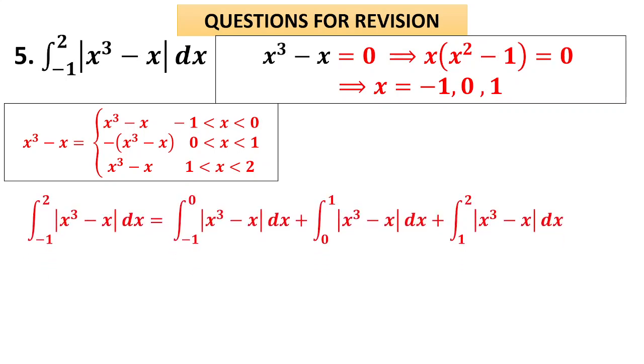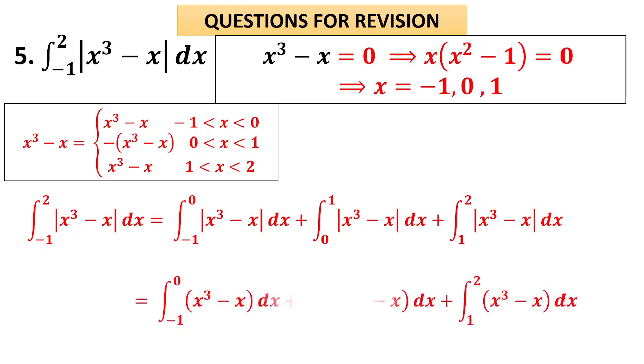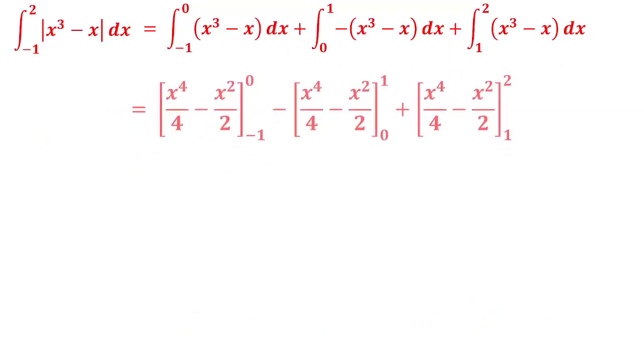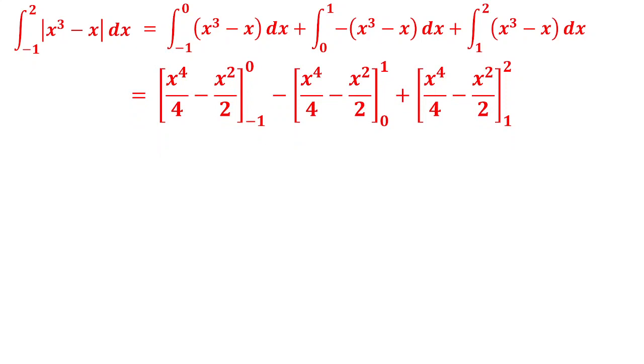Well, now split the integral into 3: minus 1 to 0, 0 to 1 and 1 to 2. Already we have identified from minus 1 to 0, it is x cube minus x. From 0 to 1, it is minus of x cube minus x. From 1 to 2, it is x cube minus x. Let us continue. Normal integration, x cube minus x is x power 4 by 4 minus x square by 2. We have done it in all the brackets, and even though the integration is the same, the only thing is the limit changes.